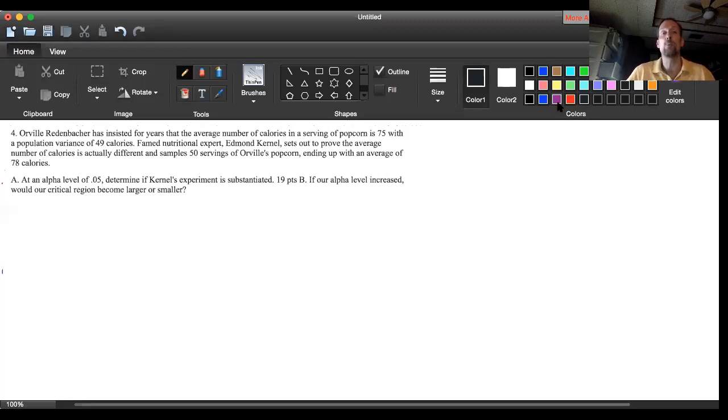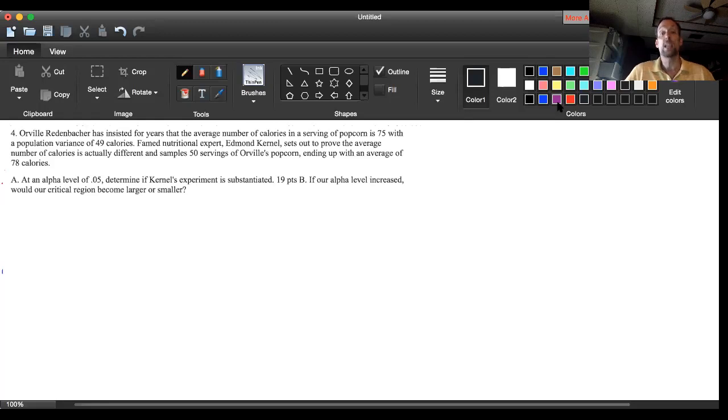And if they're right, that could be really bad news for the popcorn company, because think of the nutrition facts on all the food that we buy. If it turns out they've been putting a number of calories down that's incorrect, that's going to be really bad publicity for the company.